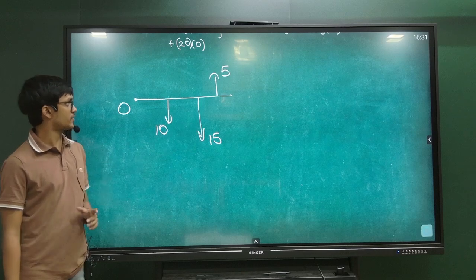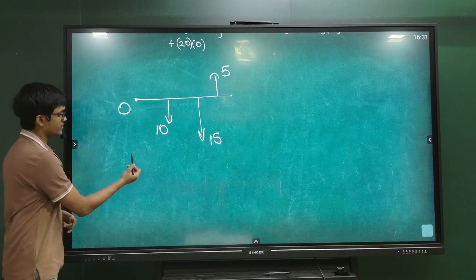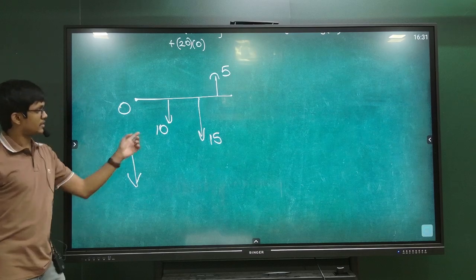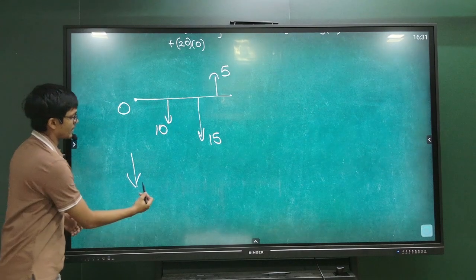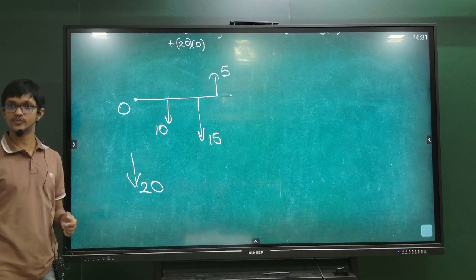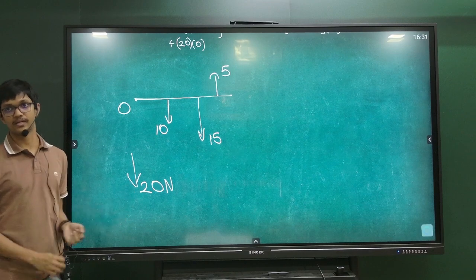10 plus 15, 25, 25 minus 5, 20, right? Resultant of these vectors. 10 plus 15, 25, 25 minus 5, 20. Clear? So, resultant force is 20 newtons, but there's an issue. This is not a complete answer.